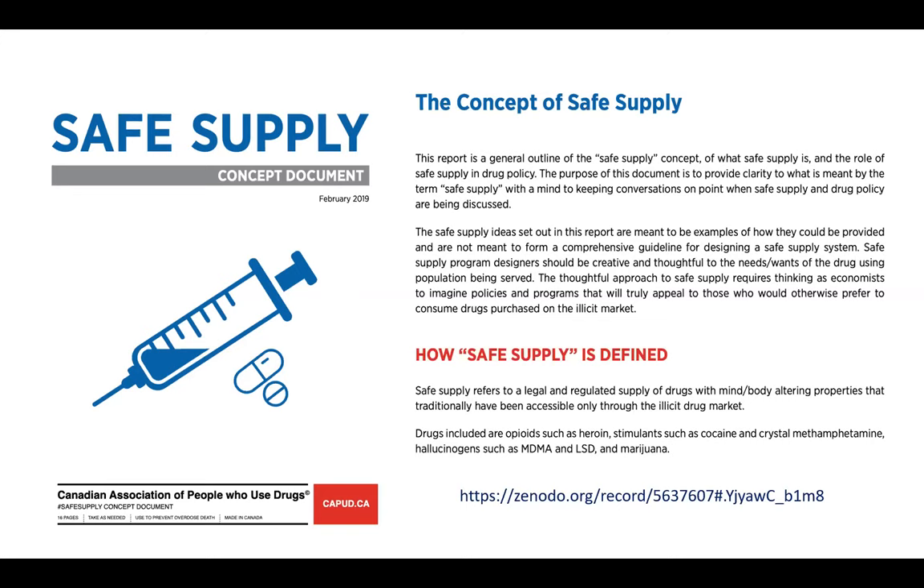In 2019, my organization, the Canadian Association of People Who Use Drugs, developed the safe supply concept document, which was the first time, I think in Canada or probably throughout the world, that there was a document written by people who use drugs that talked about a substance that we need to have well-being and live in this world without fear of being criminalized. It covers the concept of safe supply, its role in drug policy, as well as clarity as to what it means.